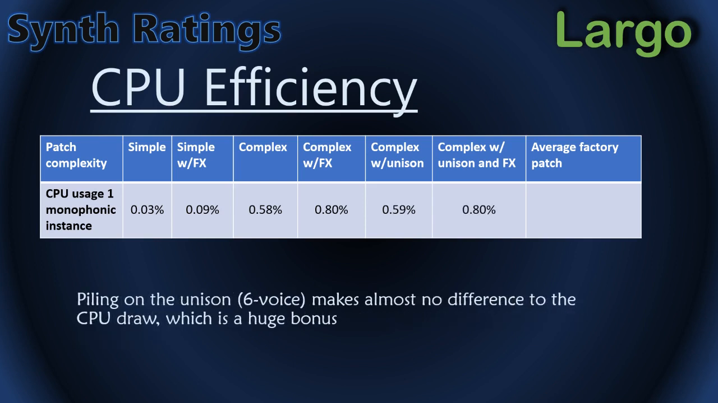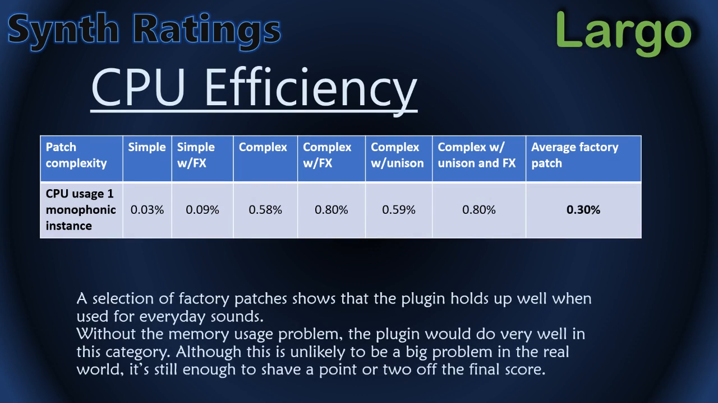Piling on the unison, 6 voices of it, makes almost no difference to the CPU draw here, which is a huge bonus. Finally, our selection of factory patches shows that the plugin holds up well when used for everyday sounds at 0.3%. That means over 300 instances could be played if you had enough memory. So we have a very impressive score on the CPU test. However, we have this memory usage problem, so although that might be unlikely to be a big problem in the real world, it's still enough to shave a point or two off the final score of 8.